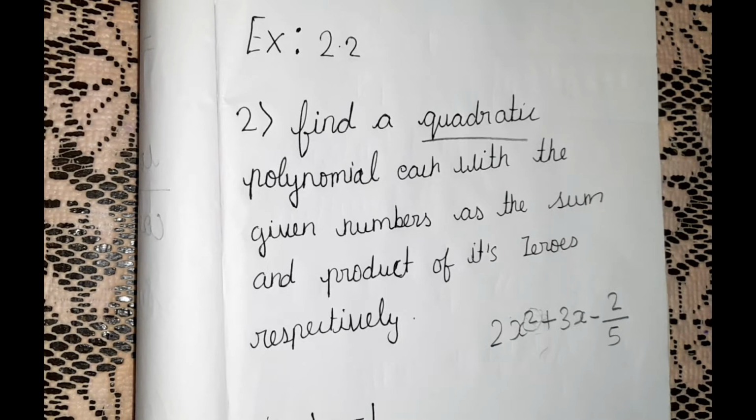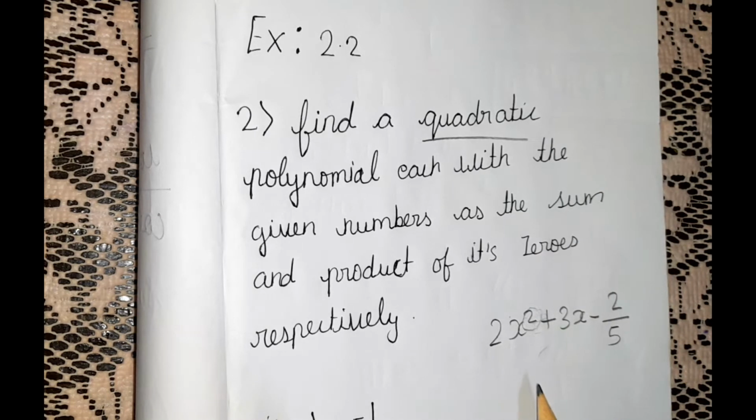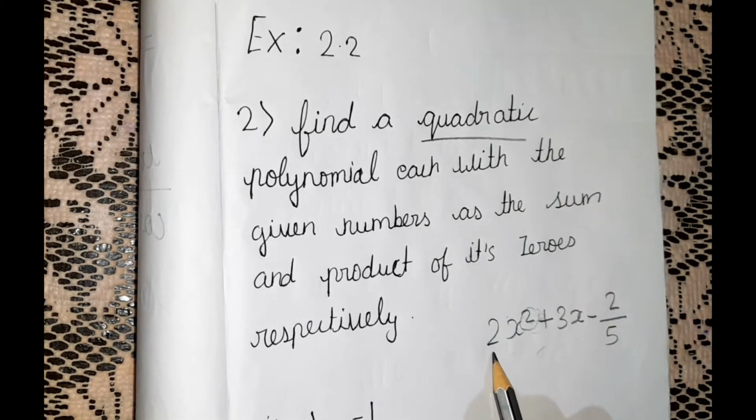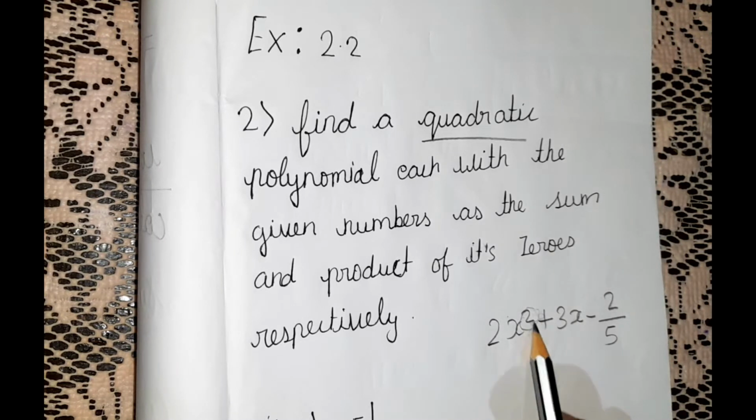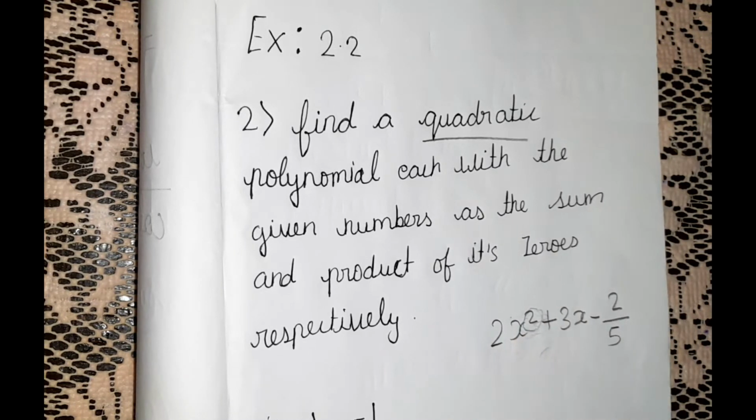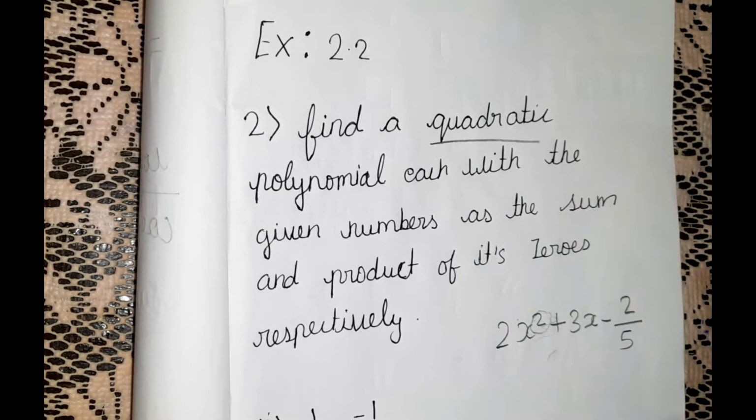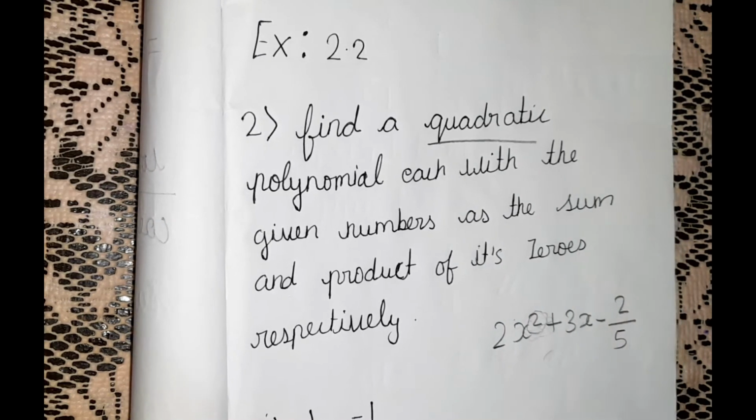The name quadratic is derived from the word quadrate. Quadrate means square. Of course you know the meaning of square. So here we have 2x square, and just because of the square, it is a quadratic polynomial. That is the definition, and this is the example for a quadratic polynomial.